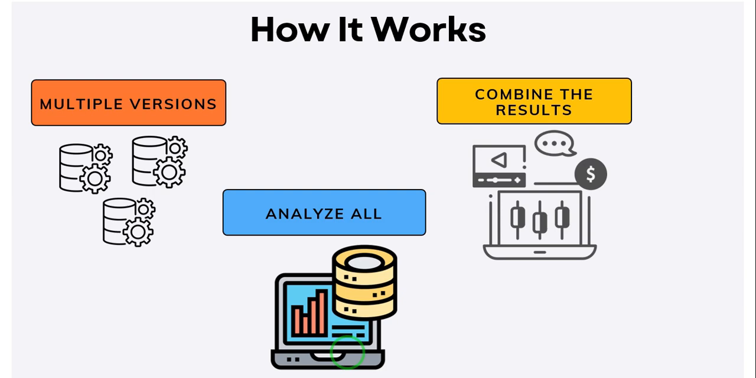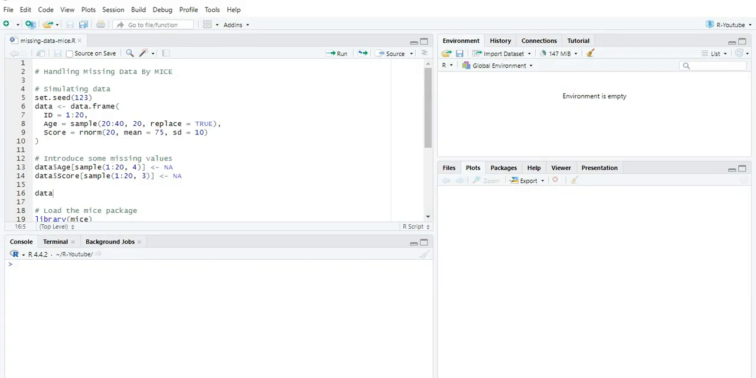So think of mice as a detective that looks at the patterns in the rest of your data and makes realistic predictions for what's missing, but it does it several times to avoid overconfidence. So I hope you got it. Now that we're familiar with the mice package and the problems of not handling missing data, let's go ahead and do the analysis in R.